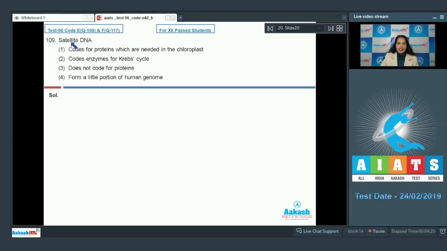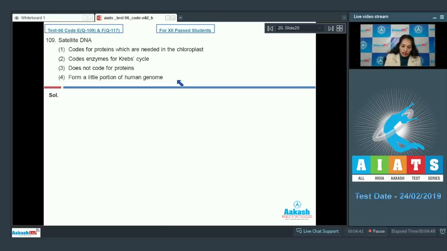Question number 109. Satellite DNA, first option, codes for proteins which are needed in the chloroplast. Second, codes enzymes for Krebs cycle. Third, does not code for proteins. Fourth, form a little portion of human genome. Satellite DNA is the DNA which does not code for any kind of proteins. It is the major portion of the human genome, and it is also known as repetitive DNA.